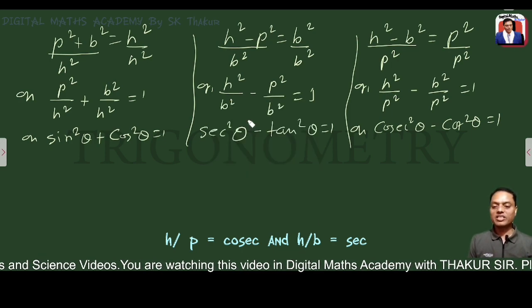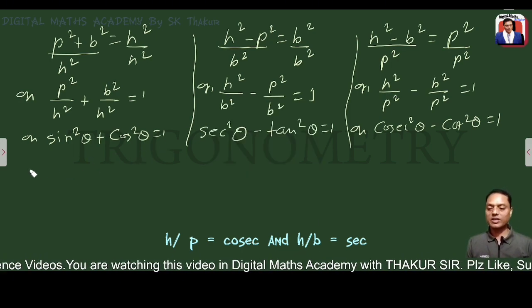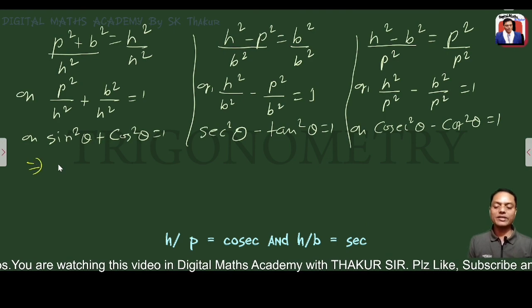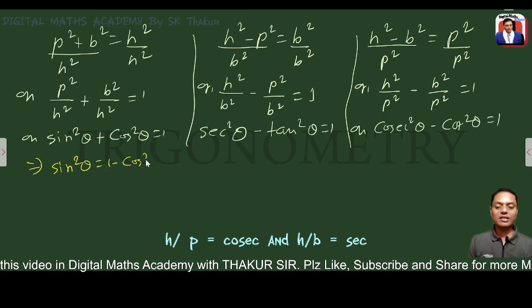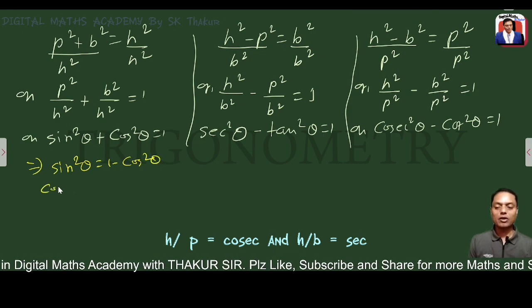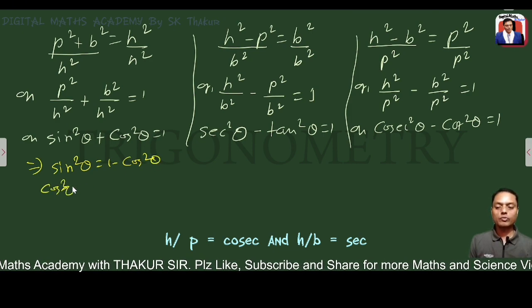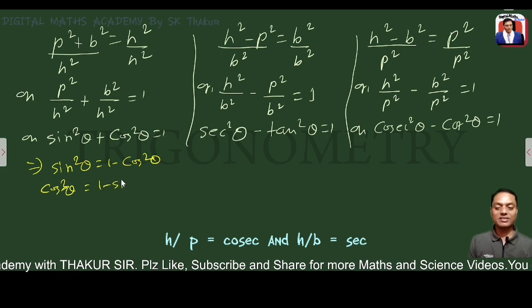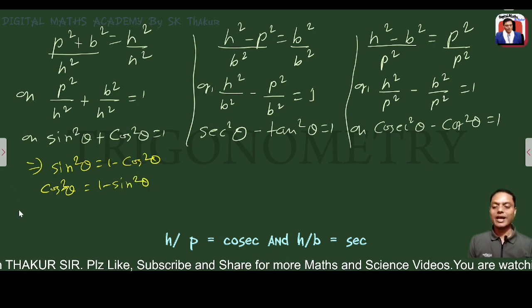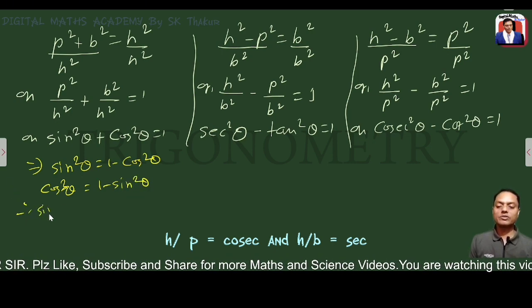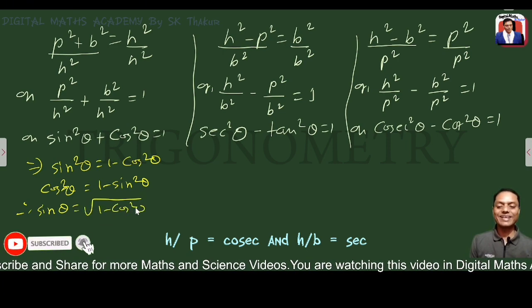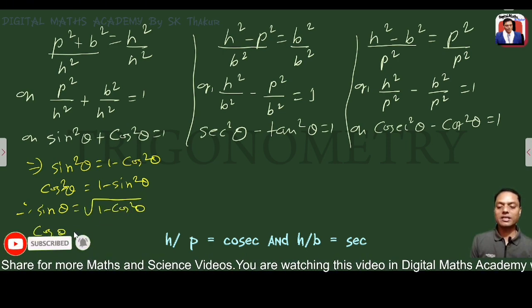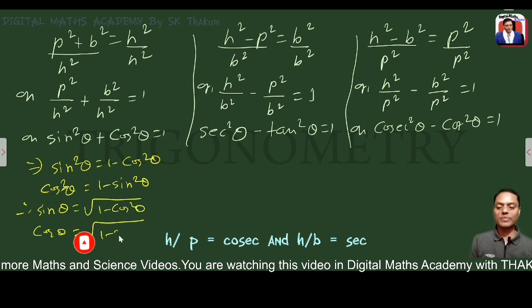Likewise, from the relation sin square theta plus cos square theta equals 1, we can write sin square theta equals 1 minus cos square theta, and cos square theta equals 1 minus sin square theta. When you remove the square, sin theta equals under root 1 minus cos square theta, and cos theta equals under root 1 minus sin square theta.